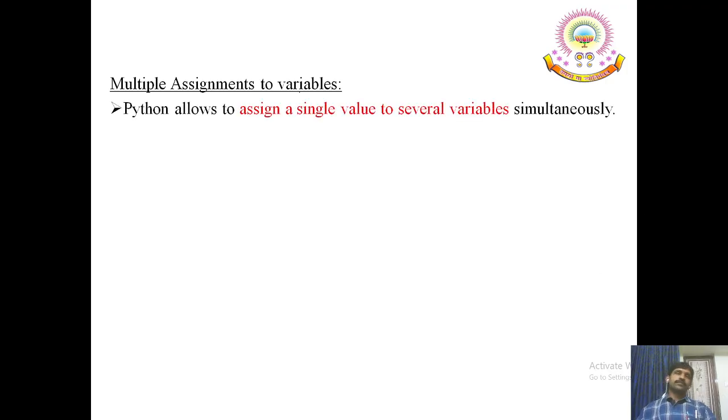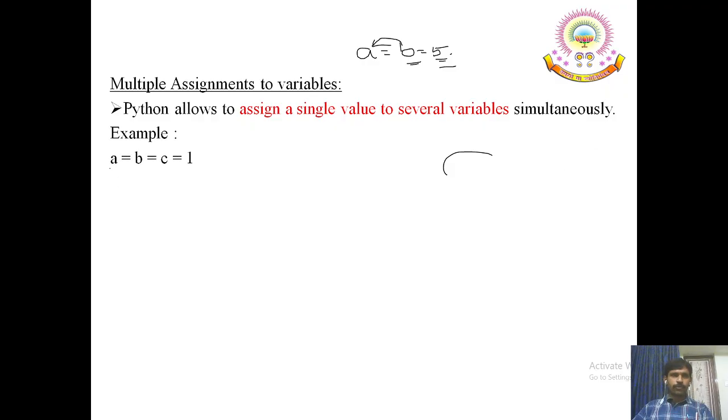Multiple assignments to variables. This is one kind of supportability available in C language, but here it is extended more. Python allows assigning a single value to several variables simultaneously. We had written a simple statement in C language like A equal to B equal to 5. Here it means that 5 is assigned to B first and then the value of B is copied to A. This kind of assignment is also valid in Python.